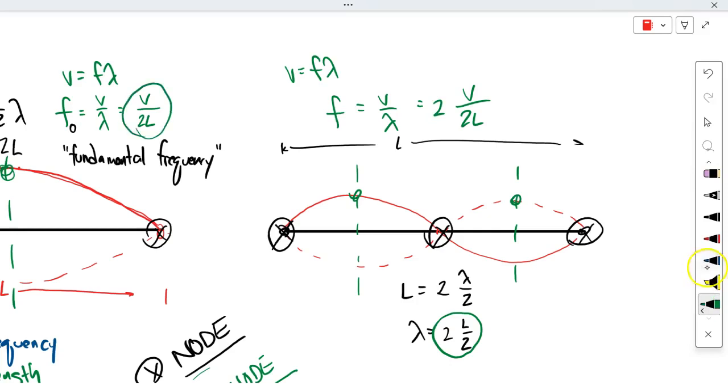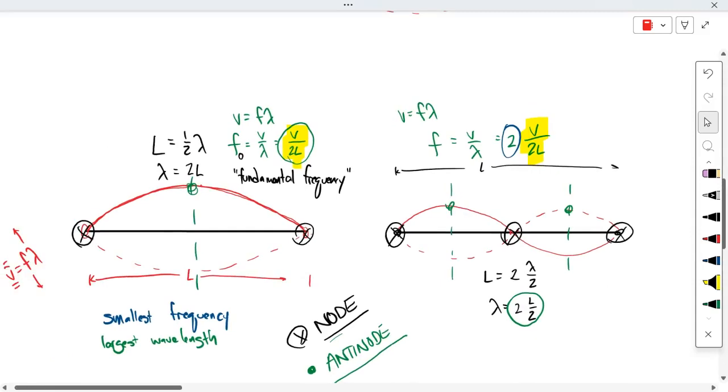Notice, V over 2L. V over 2L. And now we have 2 of those. So hopefully it makes sense to you that what we have is a string, which is a certain medium where the wave speed on this medium is constant. And this thing oscillates with a certain wavelength. This wavelength is half as big. So what that means is if wavelength is half as big, then frequency must be twice as big, and that's why this 2's there.